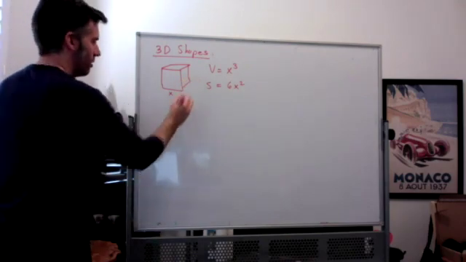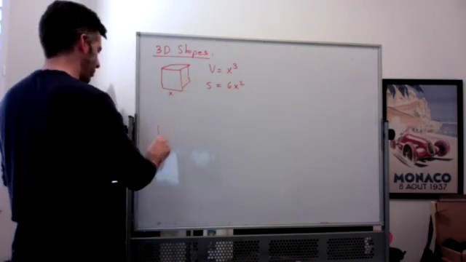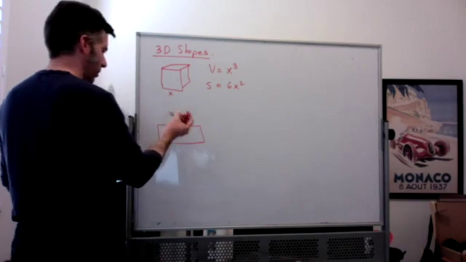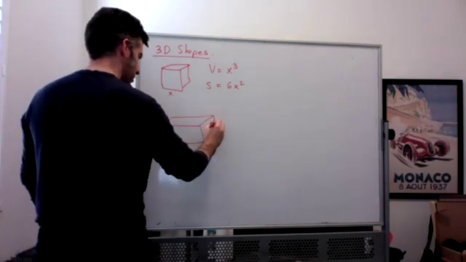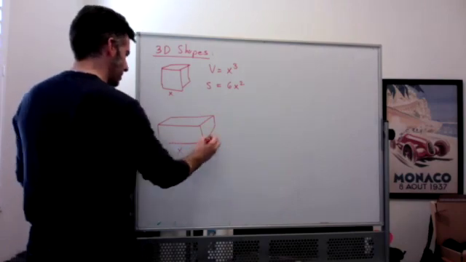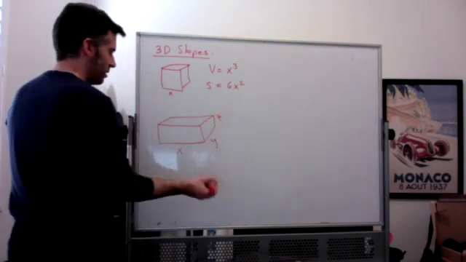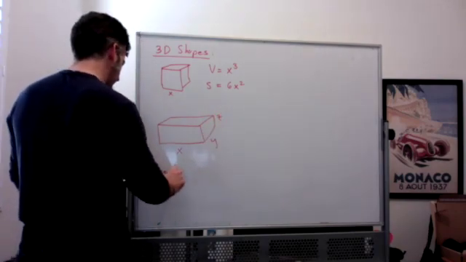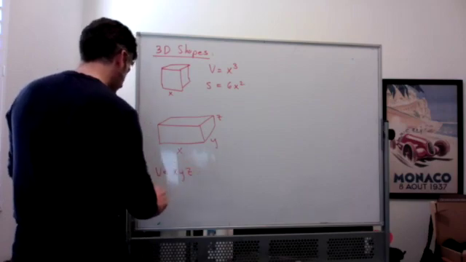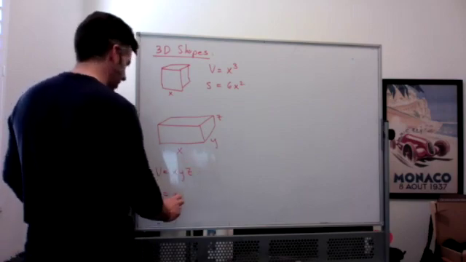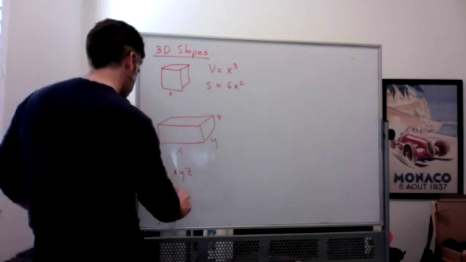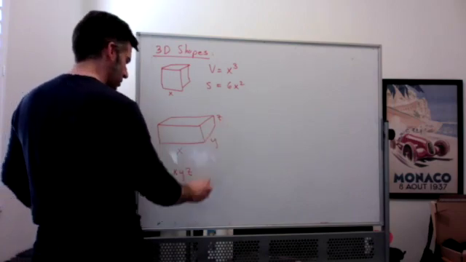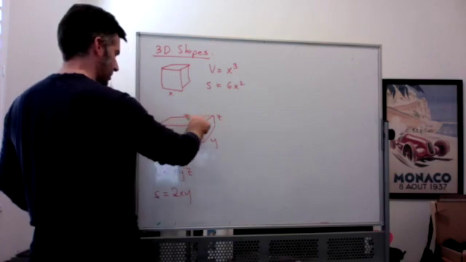Okay? And then if you have a parallelepiped or a rectangular prism, like that, where this is x, this is y, and this is z, then the volume is x times y times z, and the surface area is annoyingly xy twice, yz twice, and xz twice.